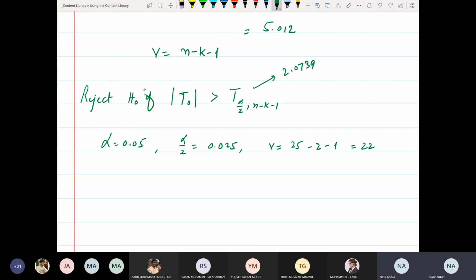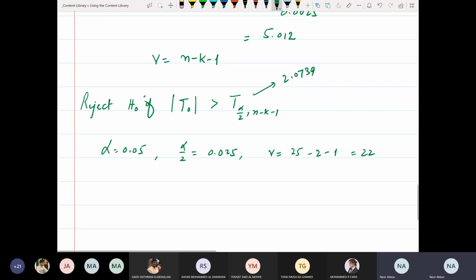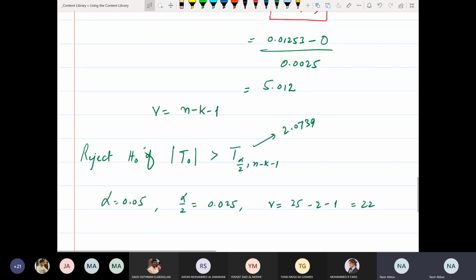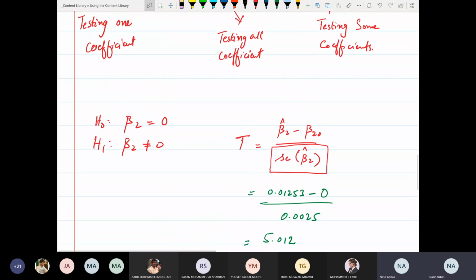2.0739, I think it was. So I will reject H0 if the absolute value of my T0 is greater than 2.0739, and it is greater than that. So I will reject H0 and I will say that beta 2 is not 0.